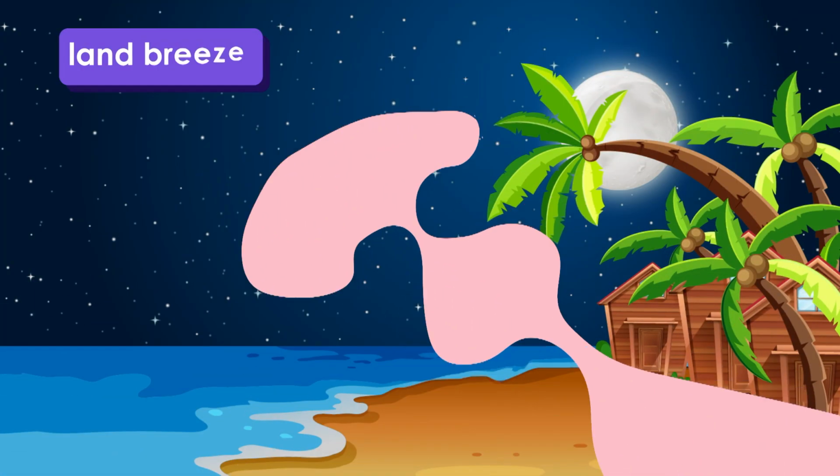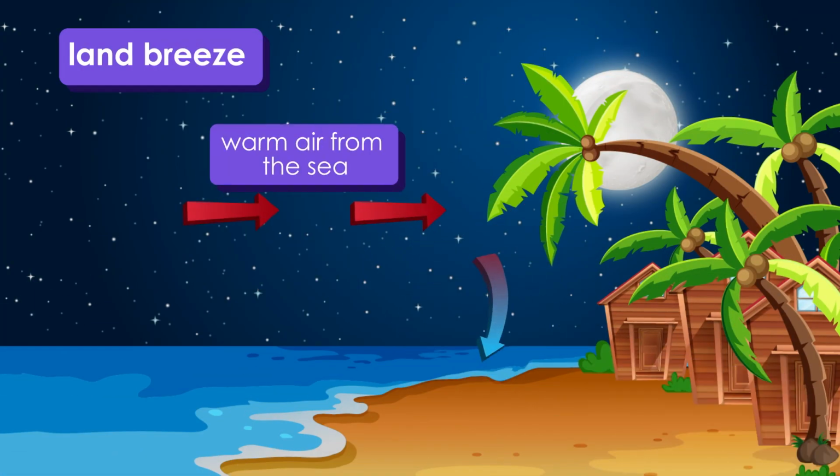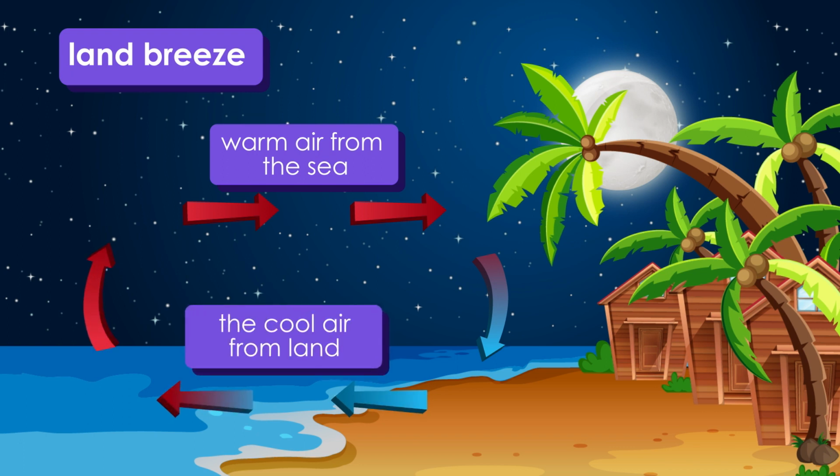At night, the land cools faster than the sea. The air above the sea, which is warmer, becomes less dense and rises. The cold and more dense air from land begins to move to the sea, resulting in land breeze.